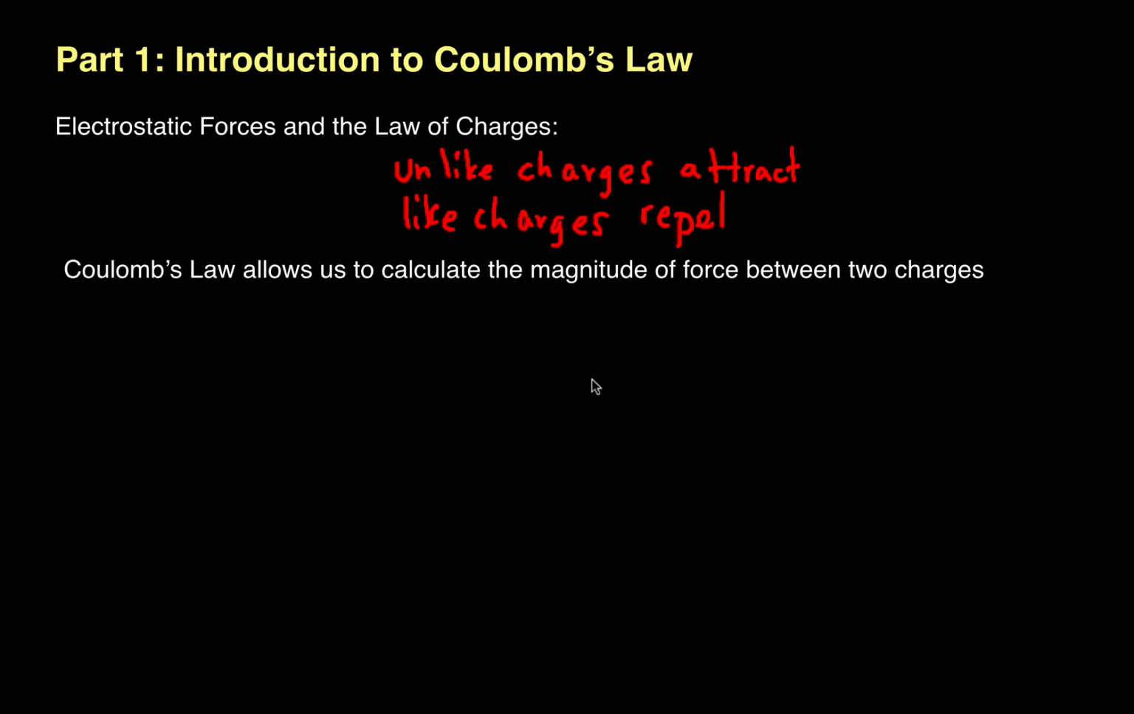repel, which means they experience force in the opposite direction. Coulomb's law is a formula that allows us to calculate the magnitude of the force between the two charges. Coulomb's law is written like this: F equals K Q1 Q2 divided by R squared. In Coulomb's law, F represents the force between the two charges. This is measured in newtons.